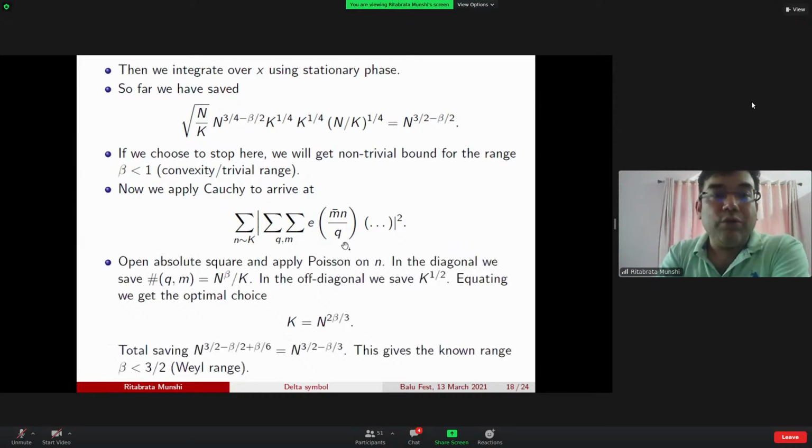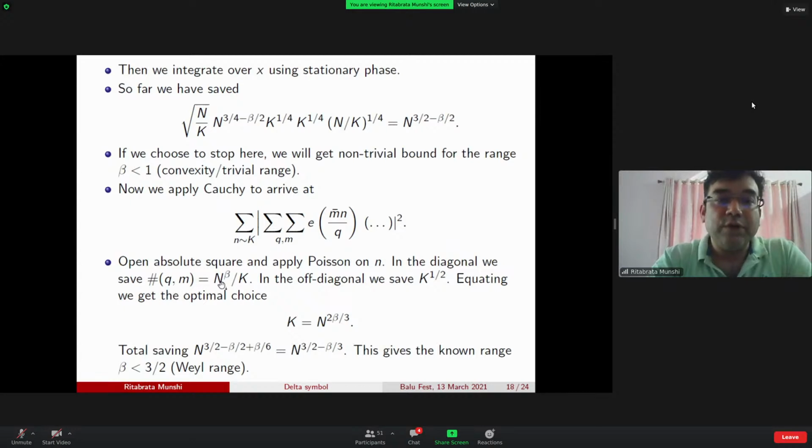Again, we open the absolute value square and apply Poisson on the n sum. And again, as before, we have to see whether the diagonal contribution is good and the off-diagonal contribution is good. So here, if you look at the diagonal, you count the number of harmonics that you have inside the absolute value square.